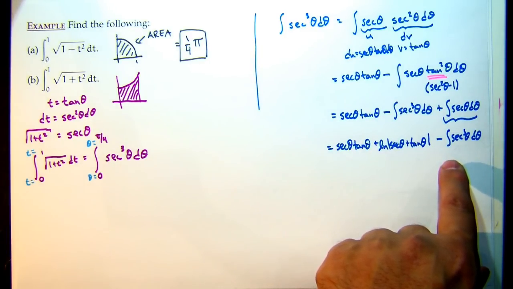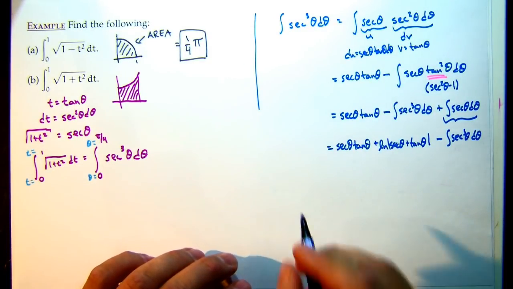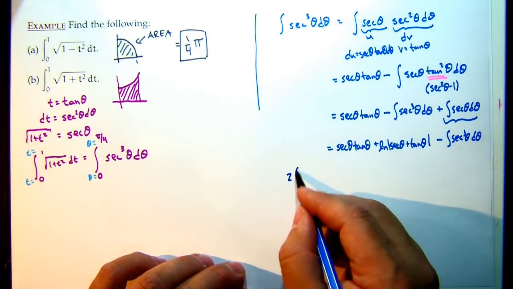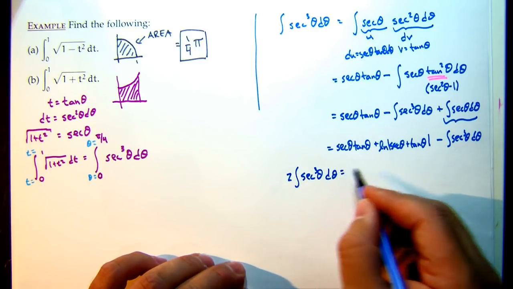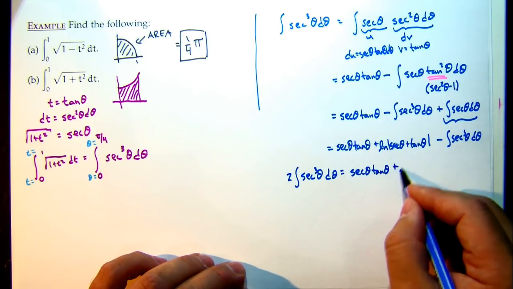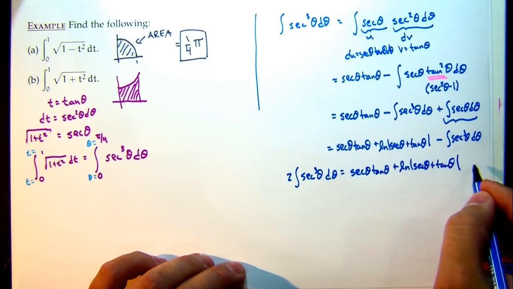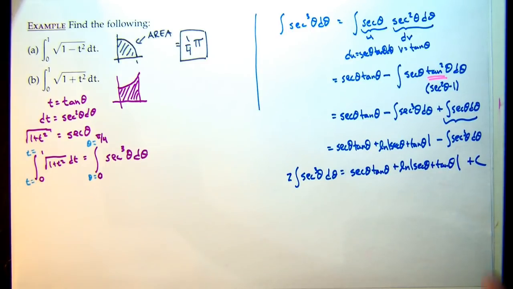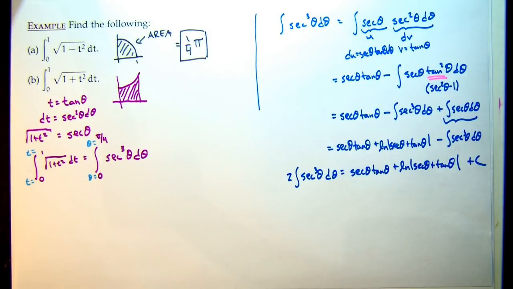Wait, look. Minus. I can move it across. In fact, let's do that. So 2 times the integral of secant cubed theta d theta is equal to secant theta tangent theta plus log of secant theta plus tangent theta, and then I throw in a plus c. And the reason being that, well, these might not actually be exactly the same, but they're within a constant. So that's why you add a plus c. And now I divide by 2.